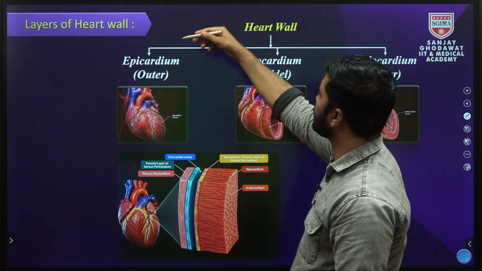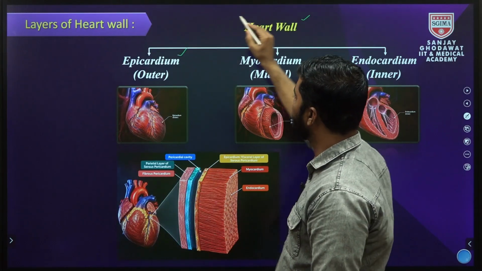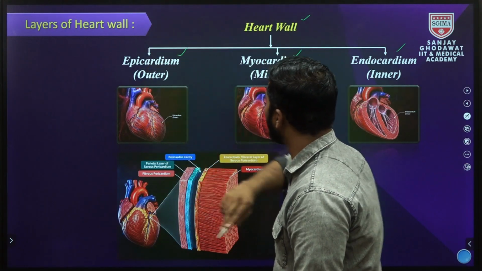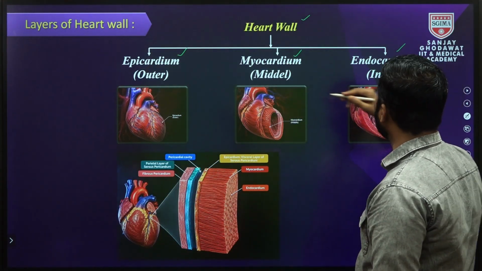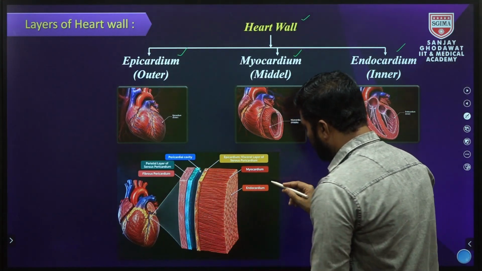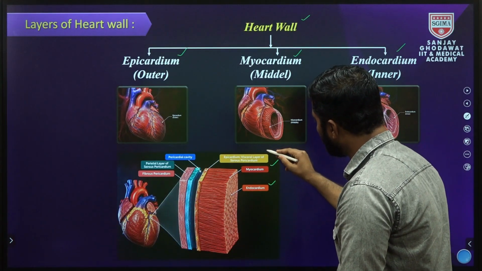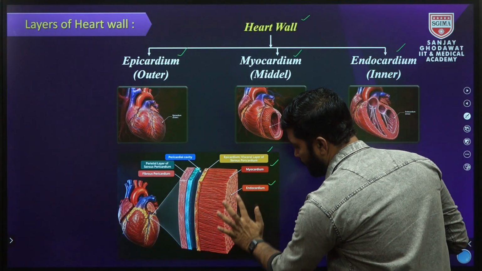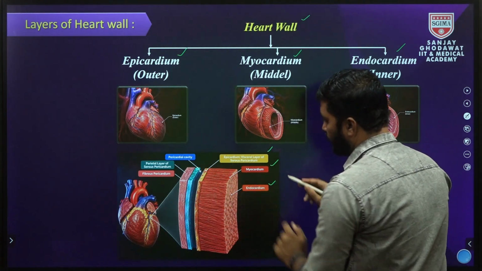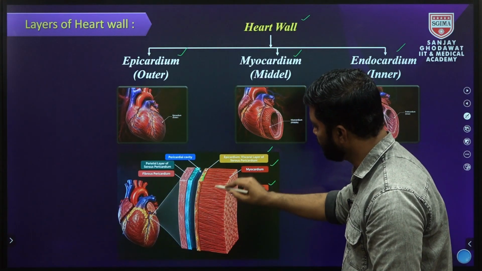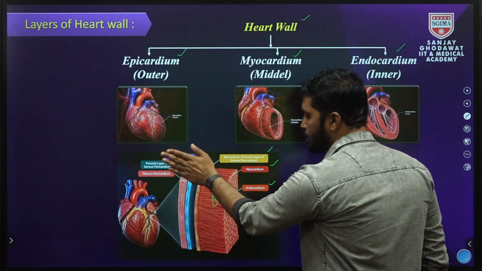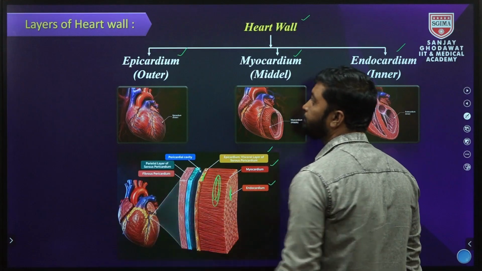If you take the layers of the heart, there are a total of 3 layers: epi, myo and endo. Epi means outer, myo means muscle, middle, endo means inner, right? This is inner, this is middle, this is outer wall: epicardium, myocardium and endocardium. This is the pericardium, for protection.